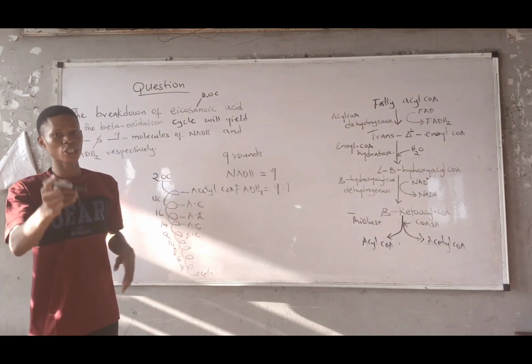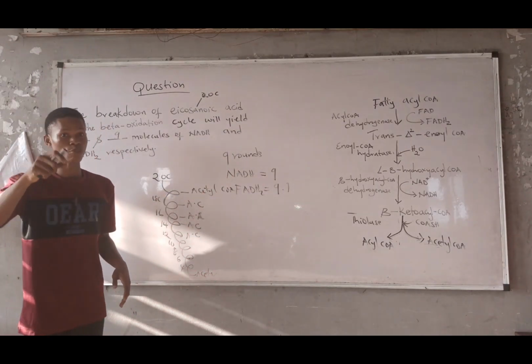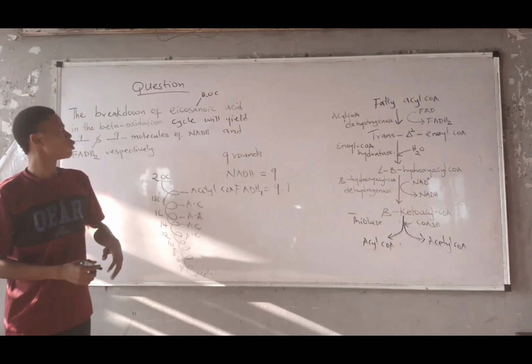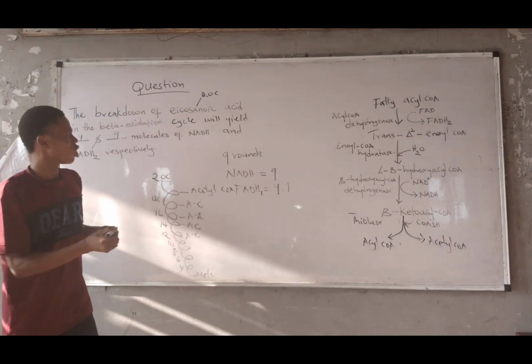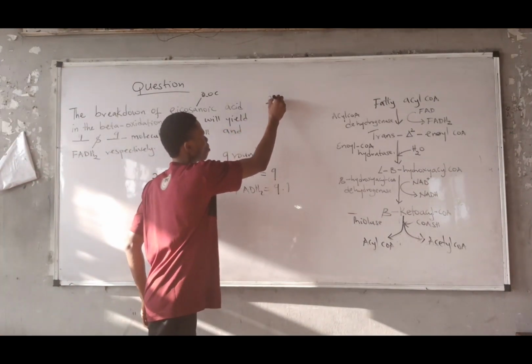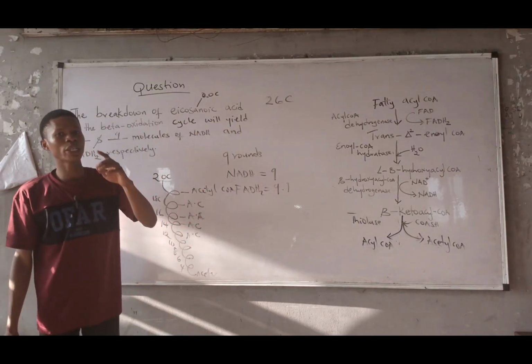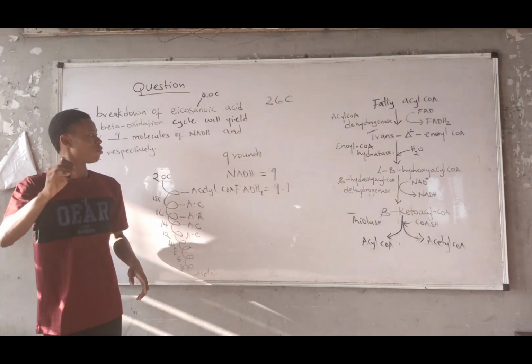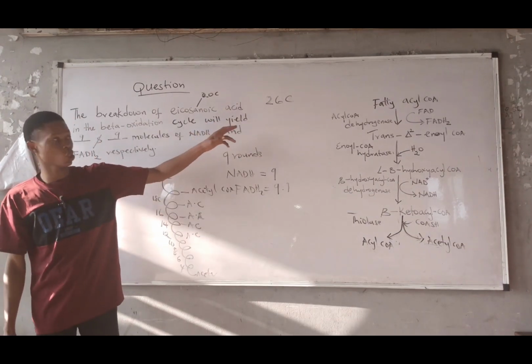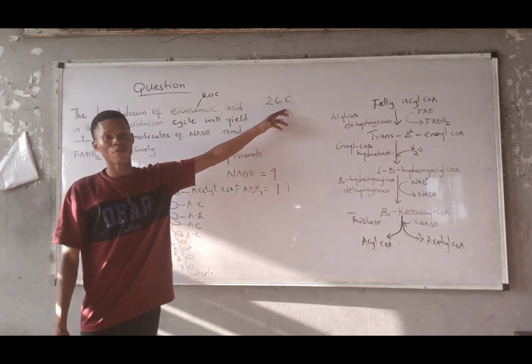Now let me give you an assignment. Drop the answer in the comment section. If we have a fatty acid of 26 carbon, how many NADH and how many FADH2 are we going to produce from the 26 carbon fatty acid?